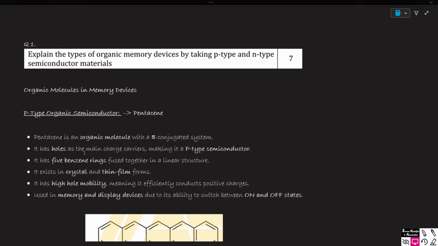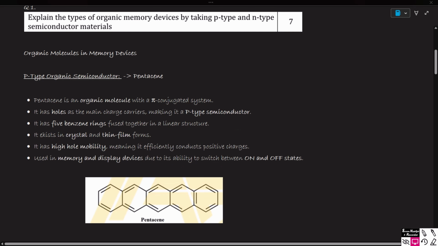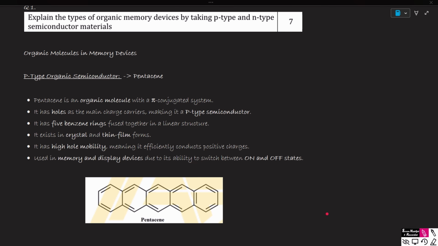So holes are the main charge carriers here, making it a p-type semiconductor. It has 5 benzene rings fused together in a linear structure. In the diagram you can notice the 5 benzene rings fused in a straight line, so it is a linear structure. At the corners you can see hydrogen atoms, which we do not point out as H. If we have not written anything, it is understood that these are hydrogen atoms. And further, we are going to replace them with fluorine.